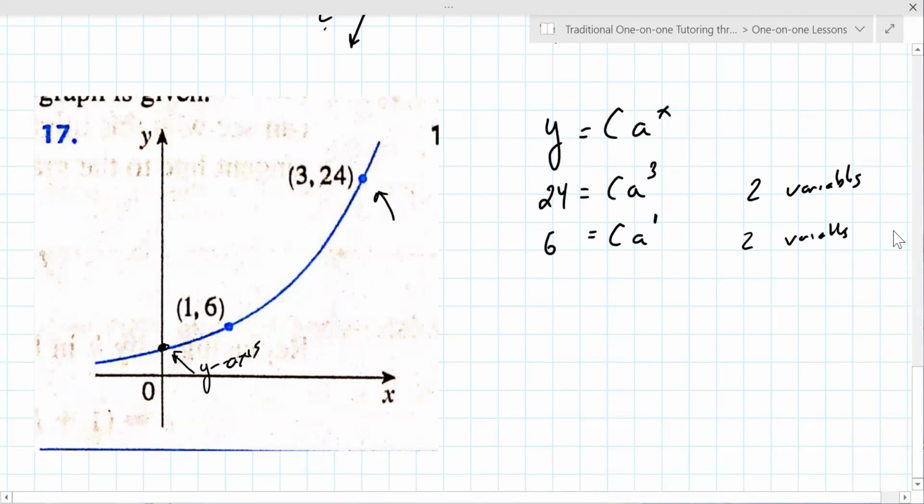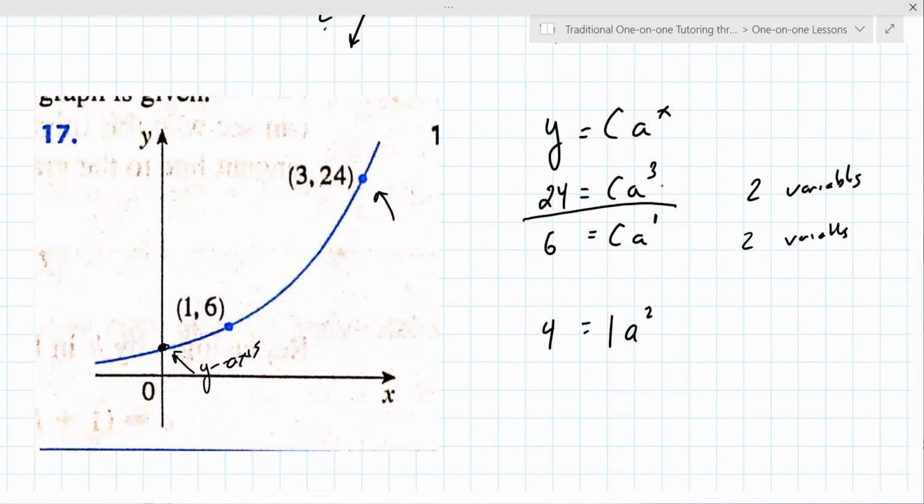Now there's sort of a cheat here, a shortcut. You can actually divide these equations. Now you might in class solve for a or c and substitute back in, but you can actually just divide these equations. So 24 divided by 6 is 4. c divided by c is 1. And then a cubed over a to the 1 is a squared, because when the bases are the same and you're dividing, you subtract the exponents. Now this produces a potential problem, because when you solve for a, it's plus or minus the square root of 4, or plus or minus 2.